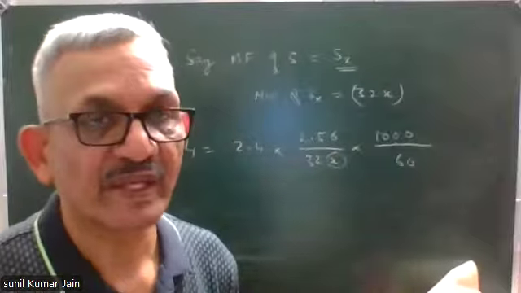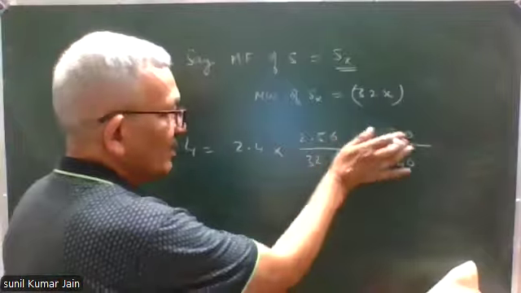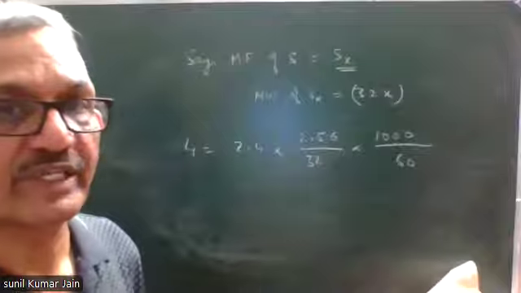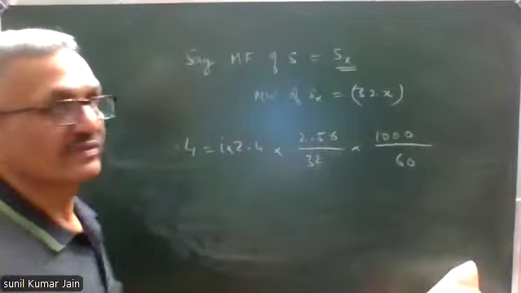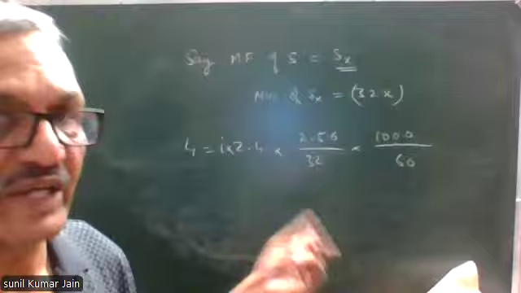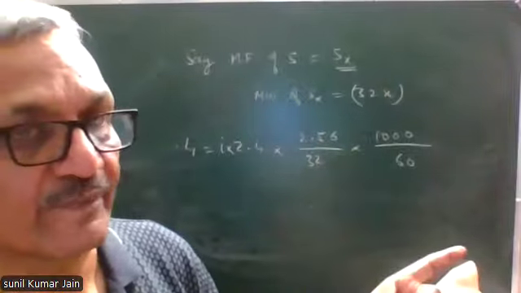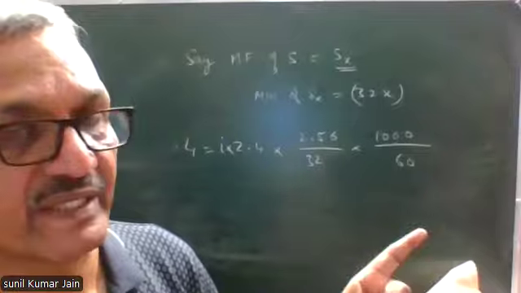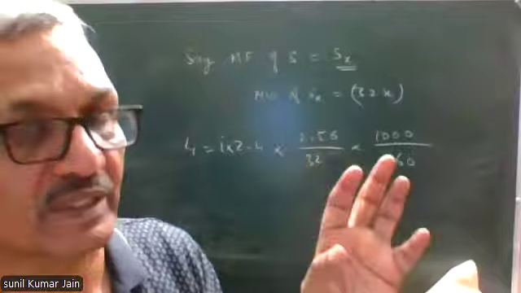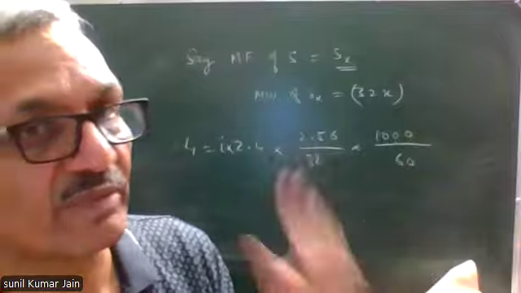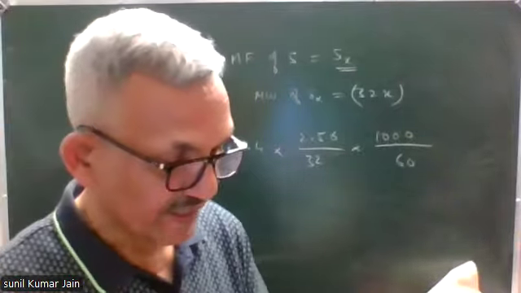This is one way. Second method is to use 32 as the atomic weight and calculate the value of i, the van't Hoff factor. Value of i will come out to 0.125. 0.125 means 1 by 8. 1 by 8 means sulfur will exist in the form of octamer. Octamer means formula will be S8. So you can use that way also.